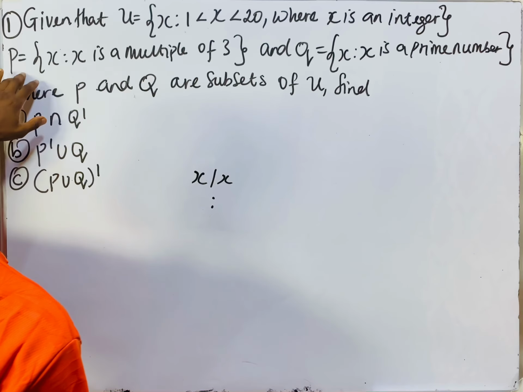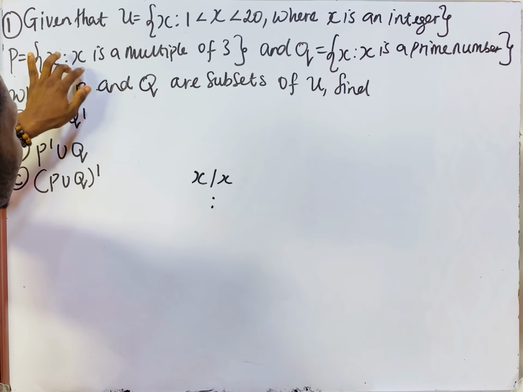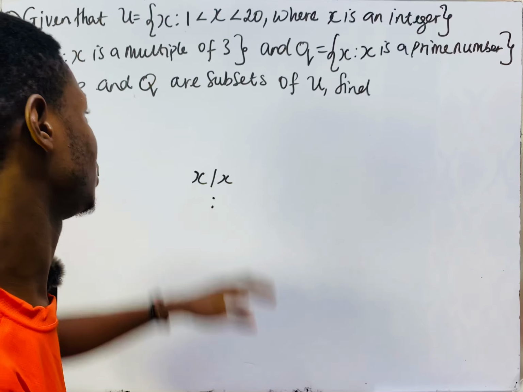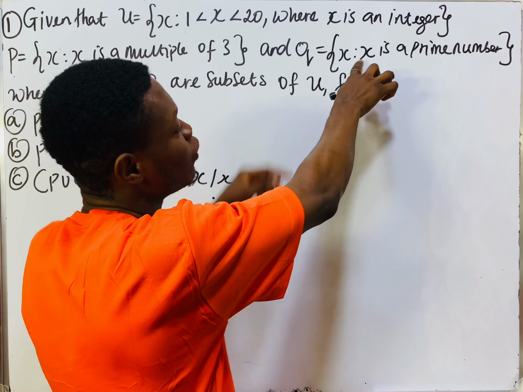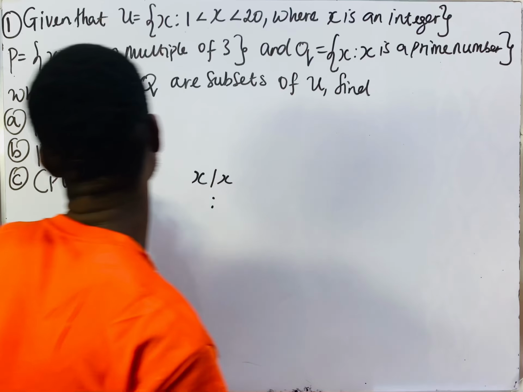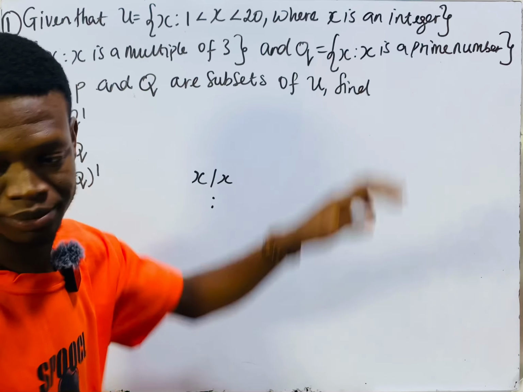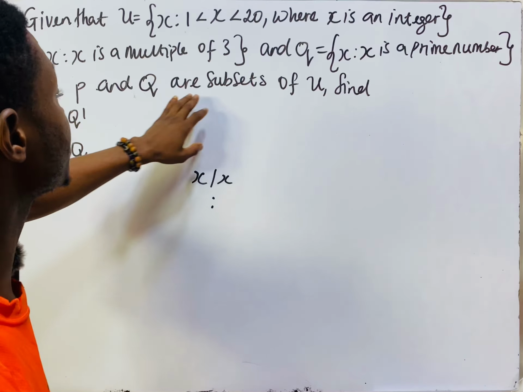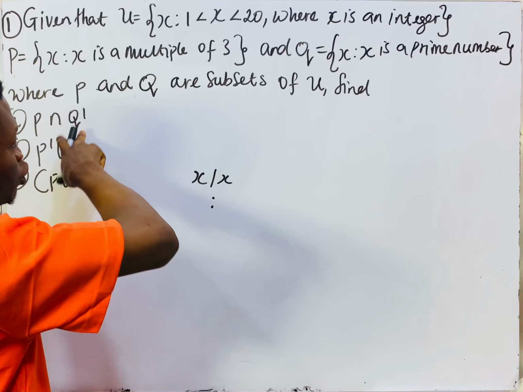Now, we have again that P is equal to the set of all x such that x is a multiple of 3. This is the set that P contains. And Q is equal to the set of all x such that x is a prime number. Now, where P and Q are subsets of what? U, right? So, P and Q are subsets of U.